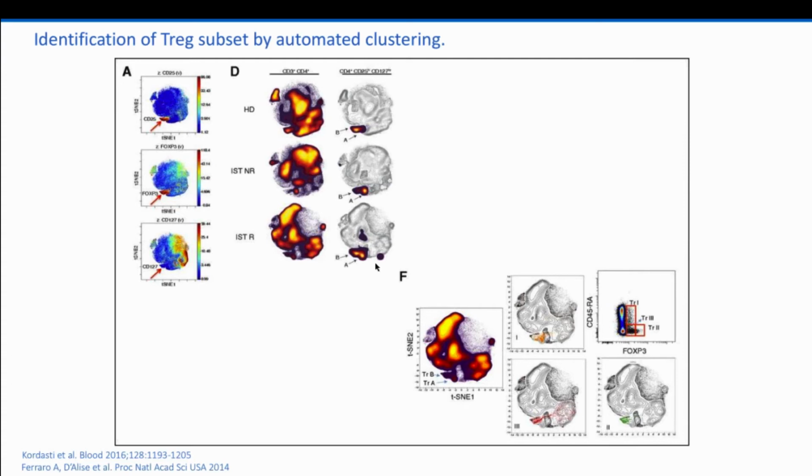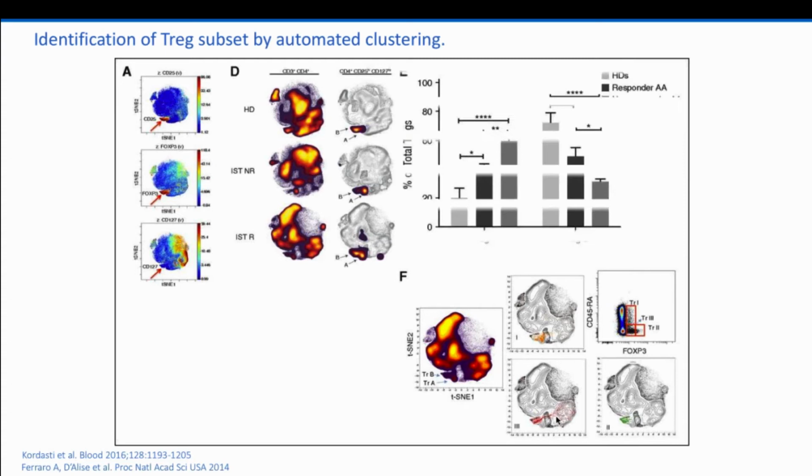Really, populations 1 and 2 are more or less Treg B, whereas population 3 is a combination of Treg B and Treg A, and a significant number of cells are actually outside of the Treg A area, suggesting that population 3 is not really a clear Treg population. It's a mixture of different cells.